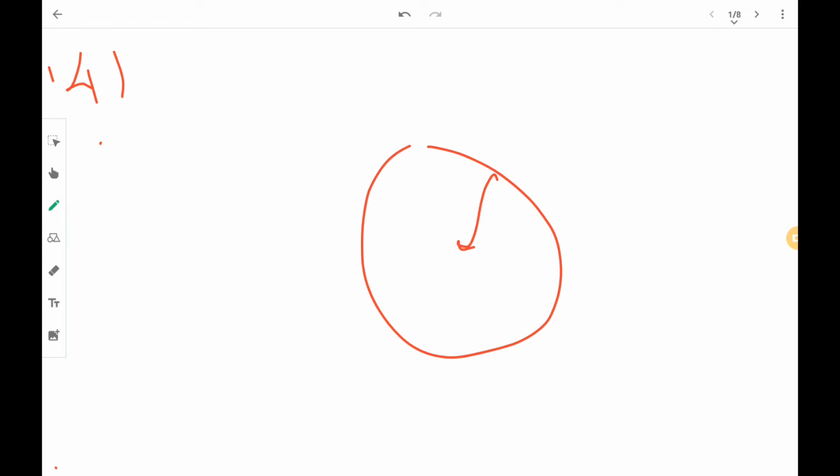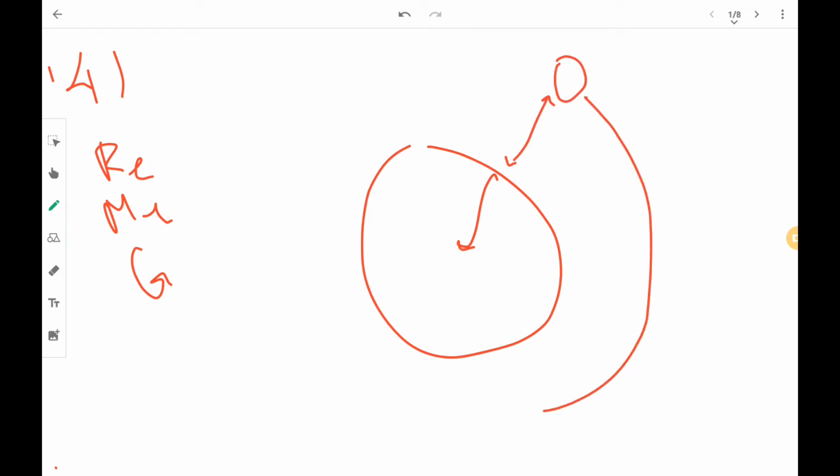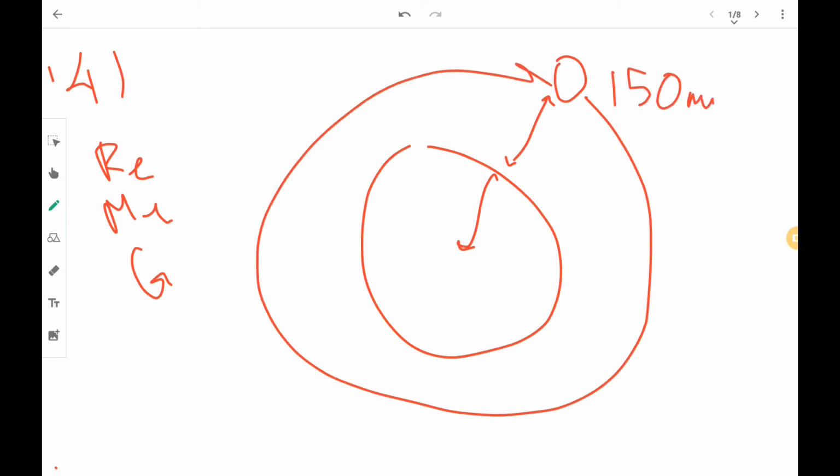So for basic question 4, you have the earth, the radius of the earth, and you have the mass of the earth, a constant G, and you have a satellite above it. Its period is 150 minutes. They want you to find this at this distance. So we derived the equation from one of the previous basic questions. You can just use the equation directly.